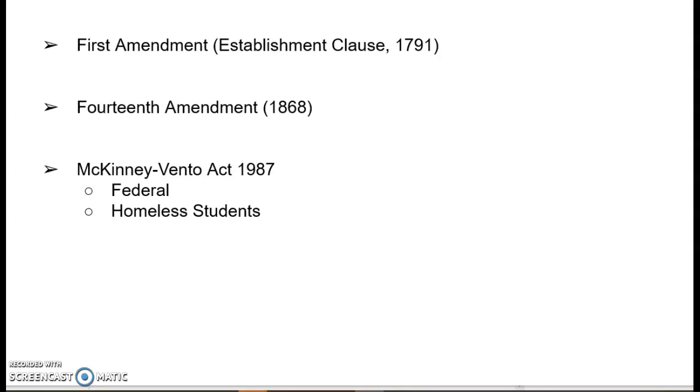The McKinney-Vento Act is an important federal law that was passed in 1987. It's about homelessness in general, but specifically in Oregon and the United States in general, there are obligations of school districts to meet the needs of homeless students.